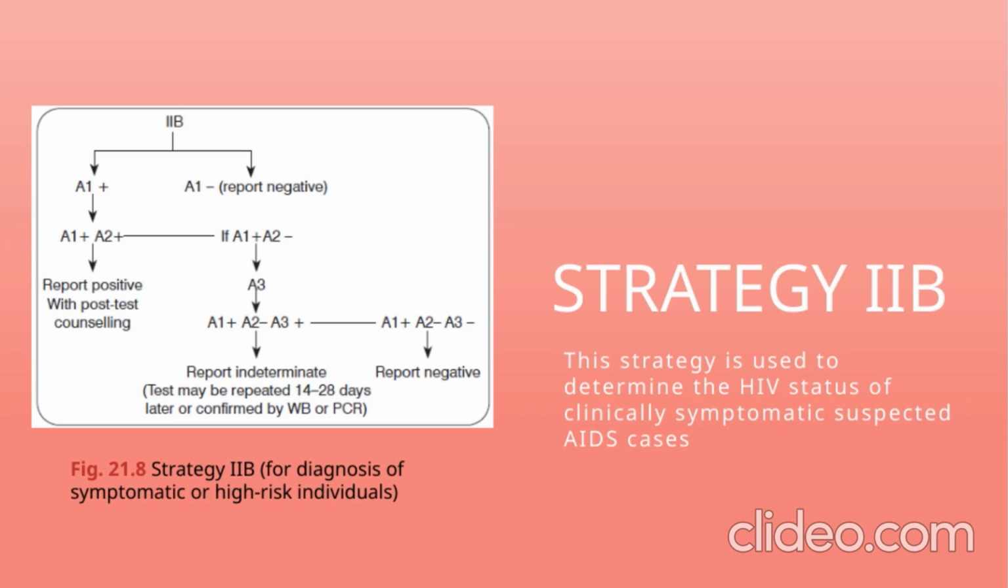This strategy plays a crucial role in our overall efforts to identify and manage HIV cases effectively. The main goal here is to determine the HIV status of those suspected of having AIDS based on their clinical symptoms. When someone presents with signs that suggest AIDS, it's vital to confirm their HIV status quickly and accurately. Strategy IIB is designed for this purpose. It guides us on how to proceed with testing in these cases.